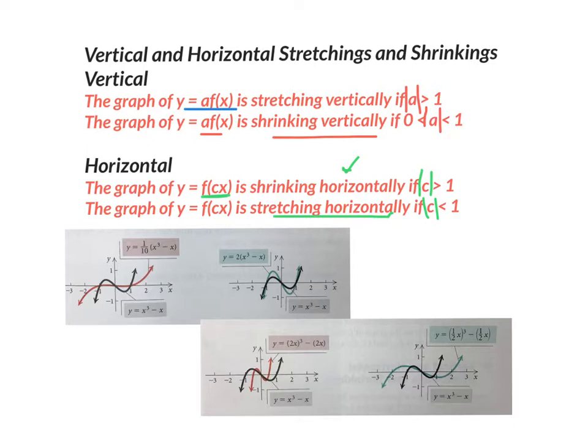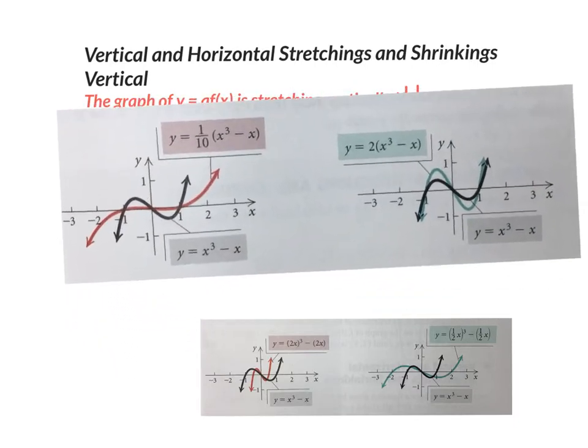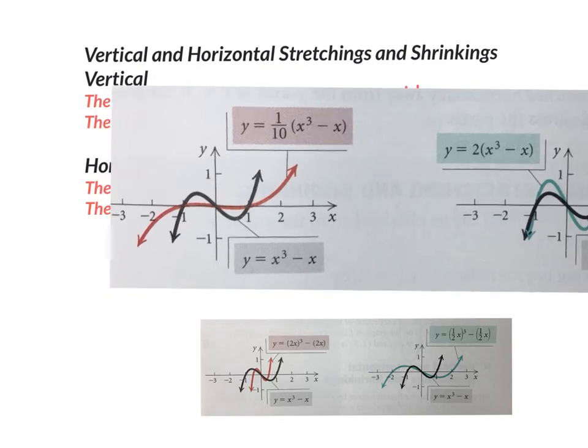And I got a picture of each, of course. So here's the one that's been, let's just look. This first one right here, the original graph was this. All right, it's the black one. I changed it and put a 1/10 in the front. Because it's in the front, it's a vertical. And because it's less than 1, it's a fraction, it's a vertical shrink. So I took the black one and just squished it down.